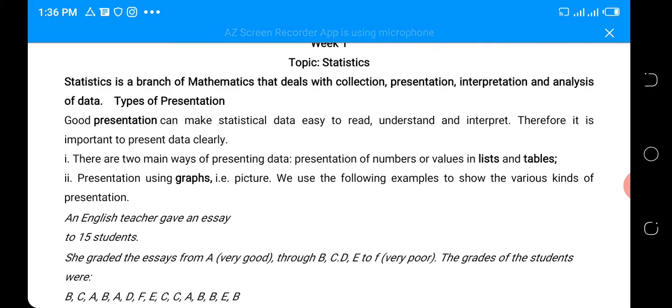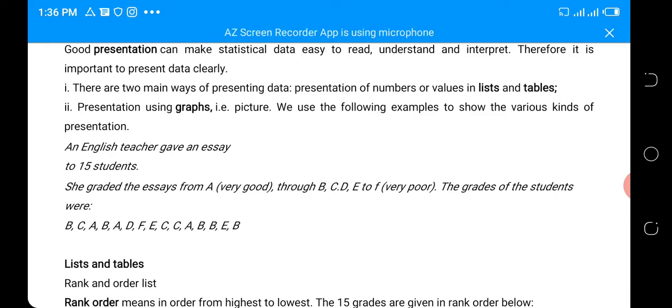There are two main ways of presenting data. Number one, presentation of numbers or values in lists and tables. Number two, presentation using graphs, that is, the use of pictures. The two ways of presenting data are best explained using an example, like the one given below.